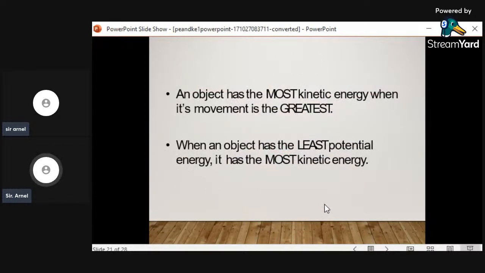An object has the most kinetic energy when its movement is greatest. When an object has the least potential energy, it has the most kinetic energy.